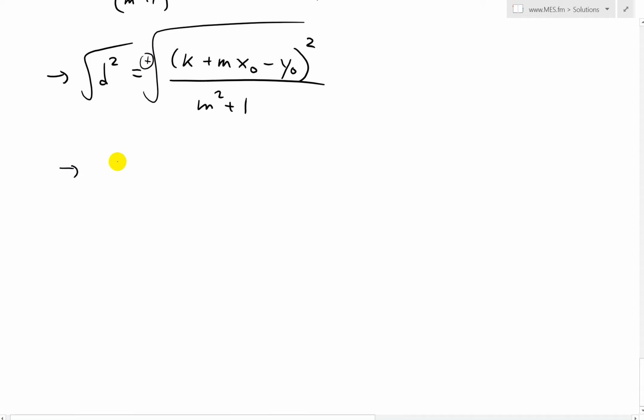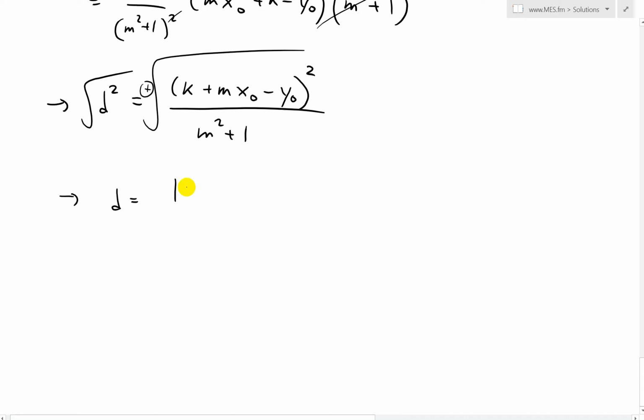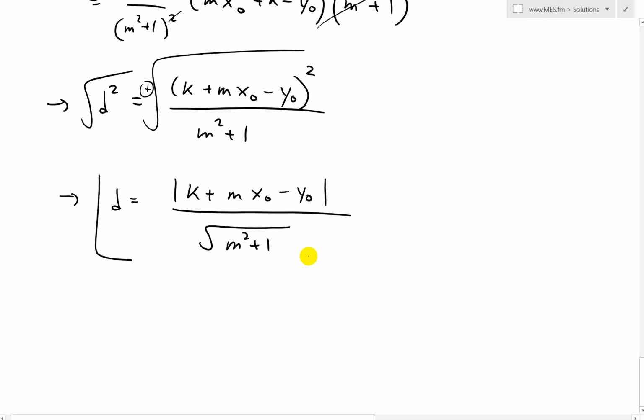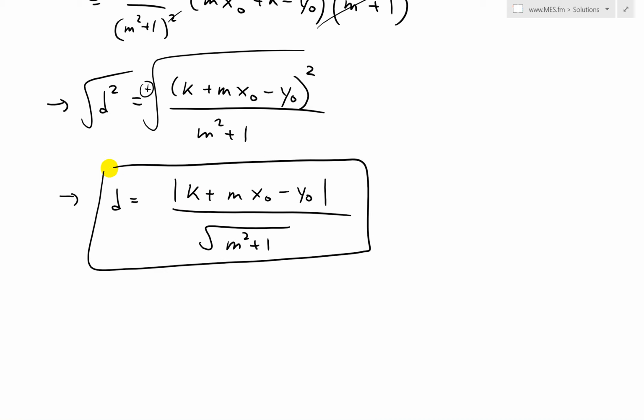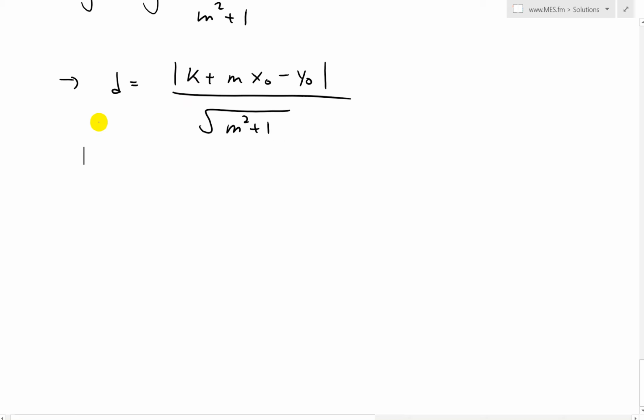And then we get d is finally equal to, well, these cancel, and we always want positive. So this is going to be the absolute value of k plus mx0 minus y0, because we always need an absolute value of distance, like that. And this is going to be over the square root of m squared plus 1, and that's always positive on its own because of the square over there. Let's write this all neater. So there is the formula. Absolutely amazing. So that is the alternative formula. I'll draw a better box.